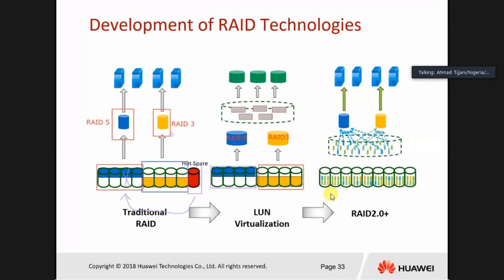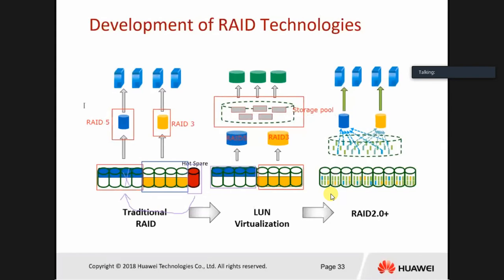So the difference between traditional RAID and LAN virtualization is that in traditional RAID, when the RAID LAN is constructed, you mount it. But in LAN virtualization, once the RAID LAN is constructed, you don't immediately mount it. What you do is put all the space in the RAID 3 and RAID 5 together and form a storage pool in here. So this is basically a storage pool. In the storage pool, they will cut this RAID 5 into smaller pieces, and RAID 3 into smaller pieces.